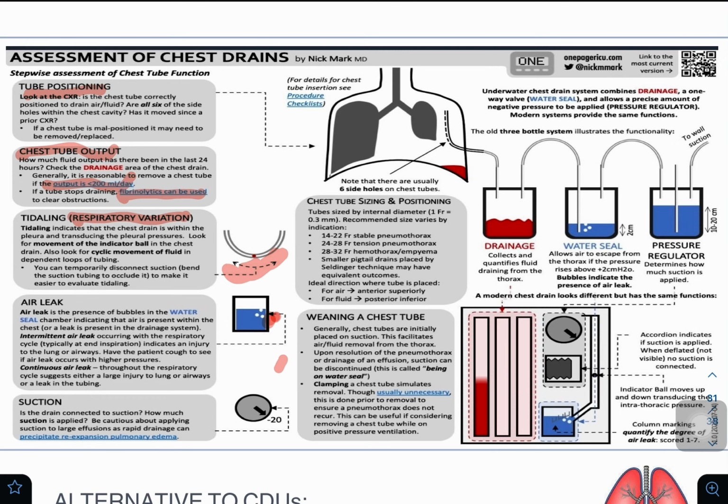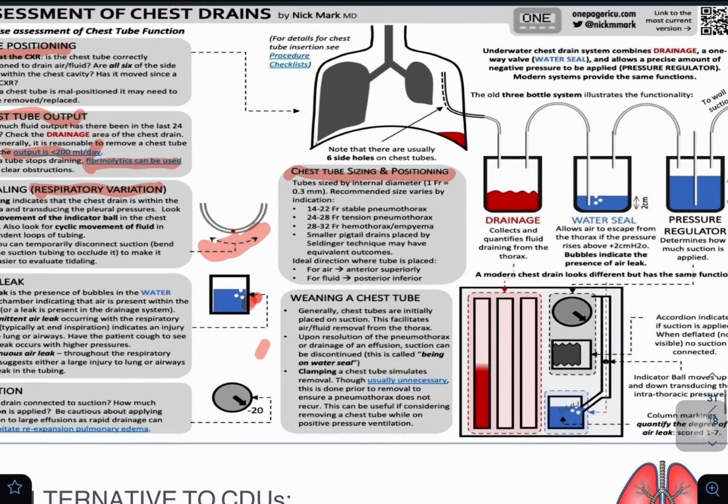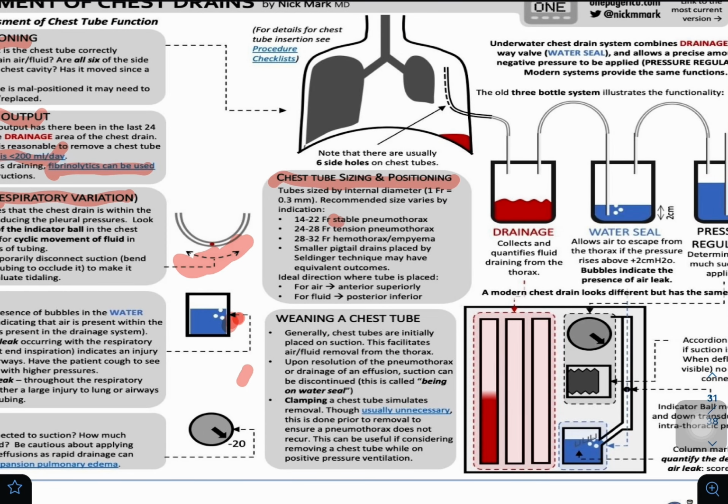So, some information about chest tube sizing and positioning. Recommended sizes are 14 to 22 for stable pneumothorax, 24 to 28 for tension pneumothorax, and 28 to 32 for hemothorax or empyema. For air, it's usually placed anteriorly and superiorly, and for fluid, it is posteriorly and inferiorly.